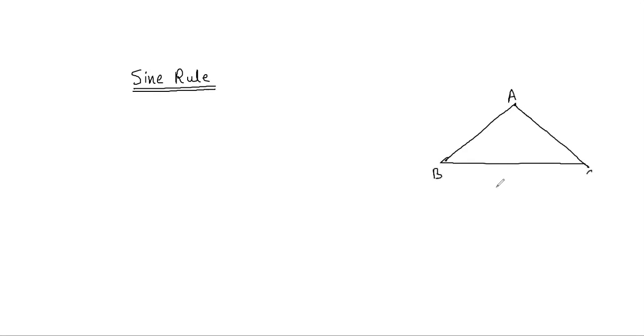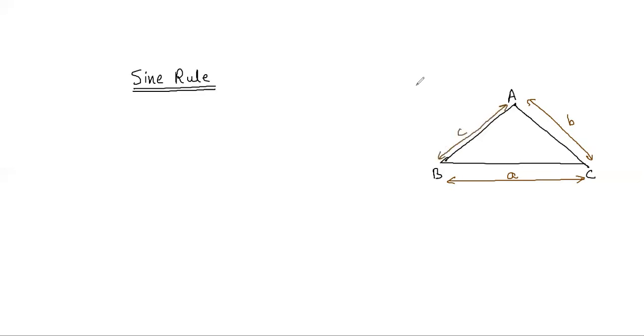Now, as you can see in this figure, there are three vertices of this triangle, which are denoted by A, B, and C. And the three angles are angle A, angle B, and angle C. So angles are represented by capital letters A, B, and C. The side opposite to angle A is BC, which is denoted by small a here, as you can see in the figure. Similarly, side opposite to angle B is AC, which is denoted by small b here, and side opposite to angle C is AB, which is denoted by small c here.